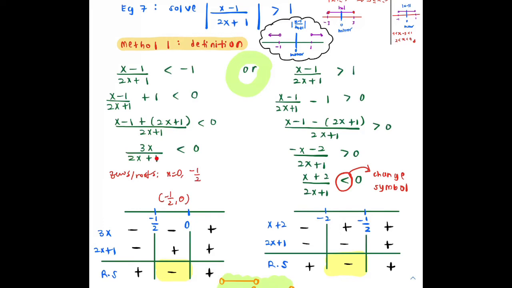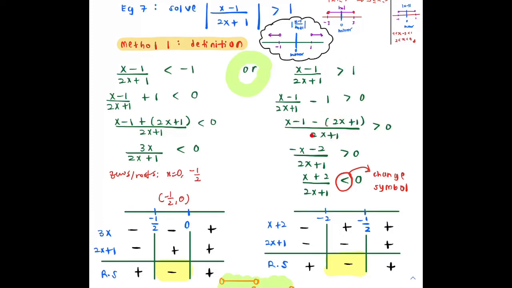We don't need to take care of the domain right now because this is not included. Okay, since this is not included, therefore you don't need to be careful because you can see here x equal to minus half is not included. So let's see our right hand side here, x minus 1 over 2x plus 1. This is more than 1, so bring 1 to the left hand side.